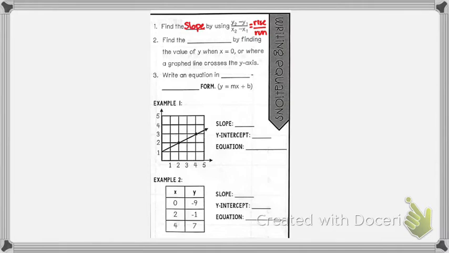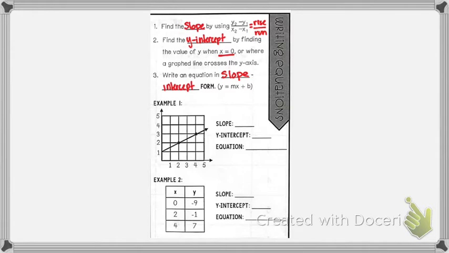Step number 2 is find the y-intercept by finding the value of y when x is 0, or where the graph line crosses the y-axis, right? Step number 3 is write the equation in slope-intercept form, which is y = mx + b. It's called slope-intercept form because it has the slope and the intercept. Right. So let's look at 2 examples, a graph and a table.